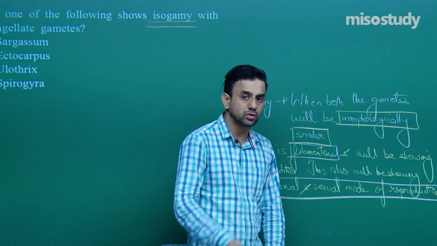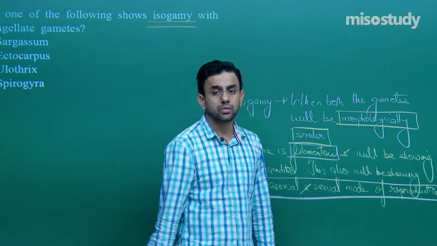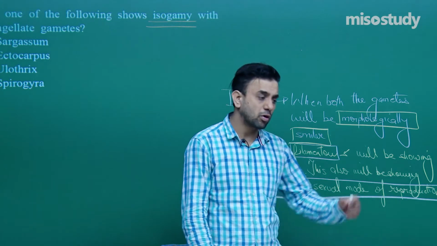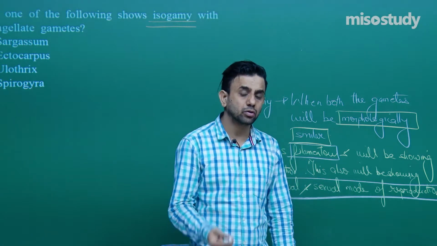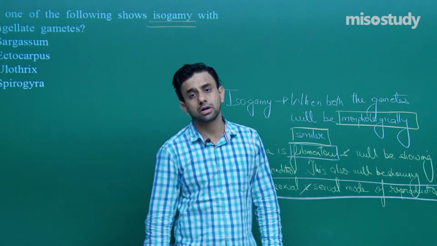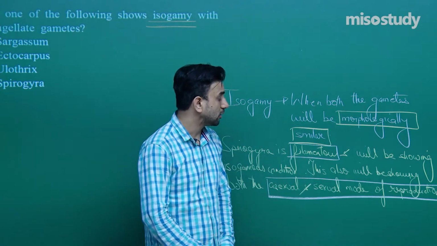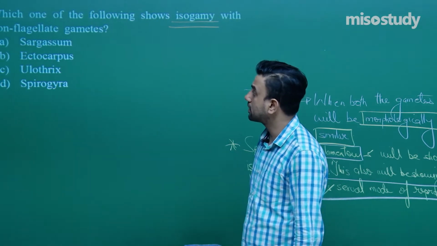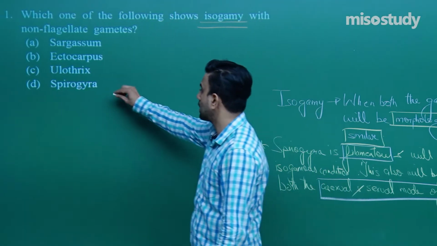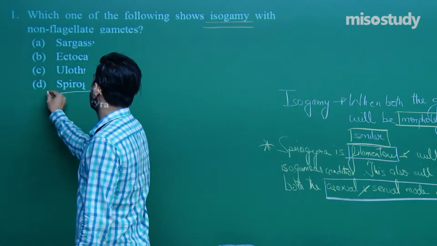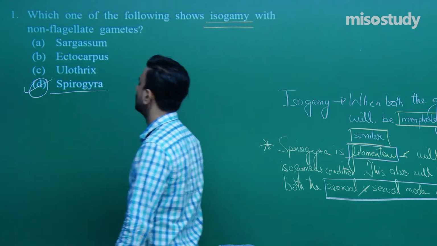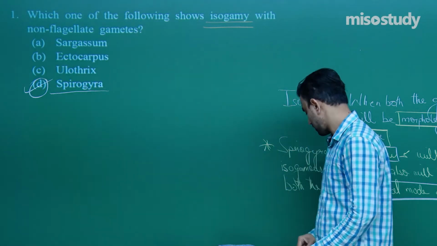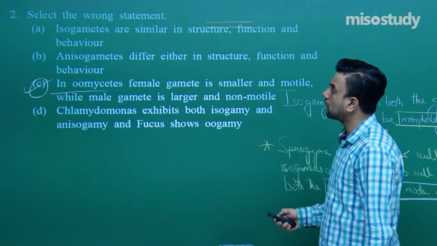When we talk of the sexual mode, we can say conjugation, where one of them forms the conjugation tube and acts as the male, and the other acts as the female. So for isogamy with non-flagellate gametes, the answer would be Spirogyra. Let us move to the next question now.